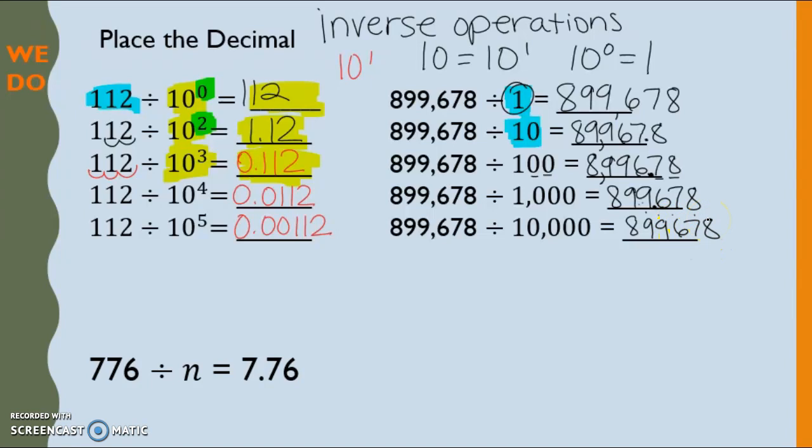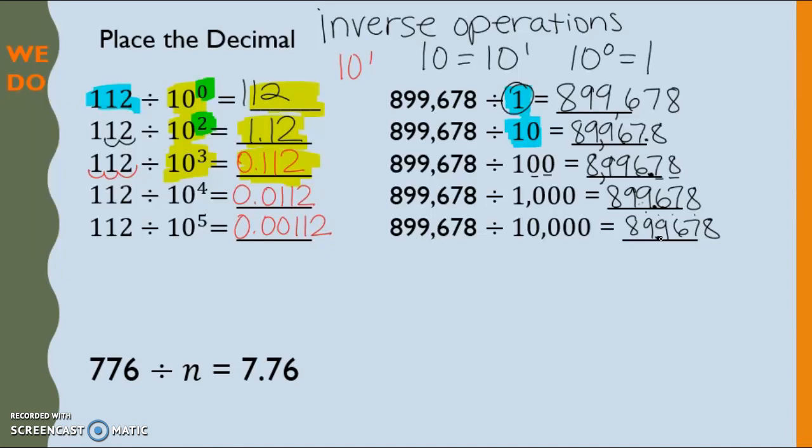Now we will move the decimal point 4 digits. We have 89 and 9,678 10,000ths. Wow, say that 3 times fast, boys and girls.